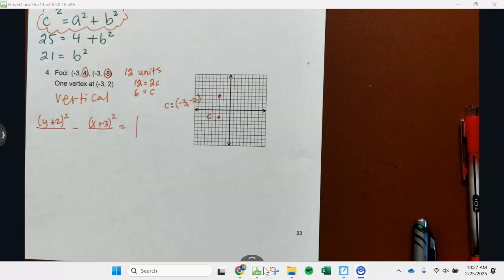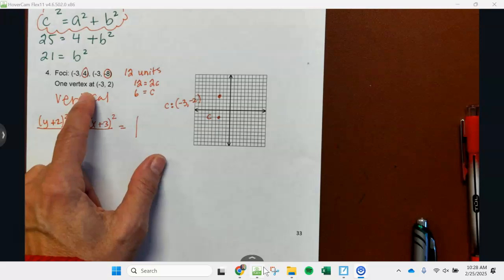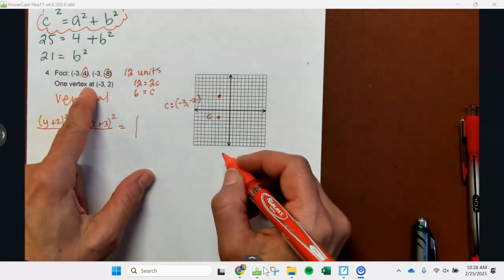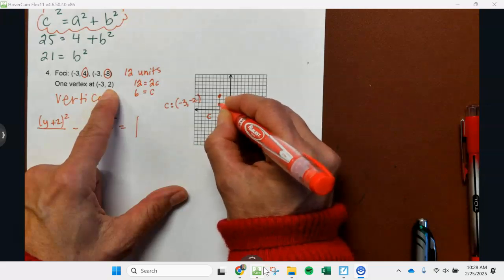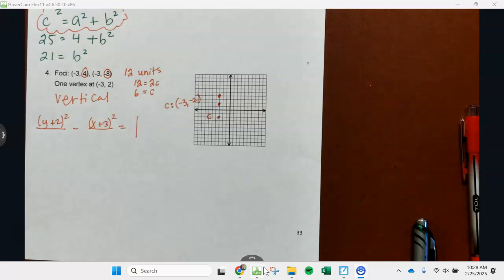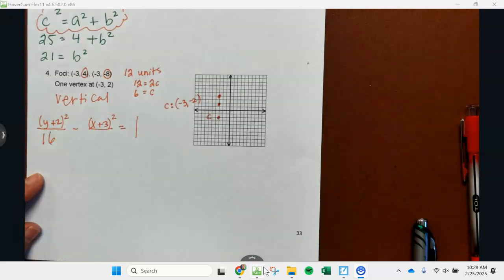All right, time for an a value. We can figure out the a value because we have a vertex. So remember, the vertex is -3, +2. So what's the a value for this? 16. Oh yeah, she already squared it. Good job. 16 goes right here. It sure does. Good job.